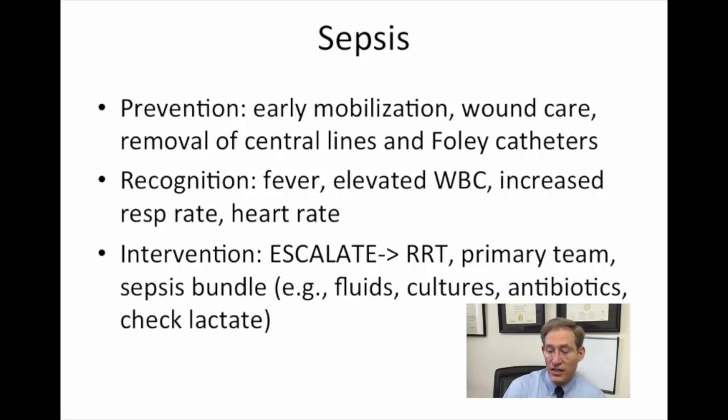Interventions are similar. Escalation: call the rapid response team, call the primary team, work with the house officers or physician's assistants or nurse practitioners to implement the sepsis bundle in a rapid fashion so that the patient starts to get appropriate resuscitation, so that cultures are obtained, that early antibiotics are given, and that a lactate is checked.